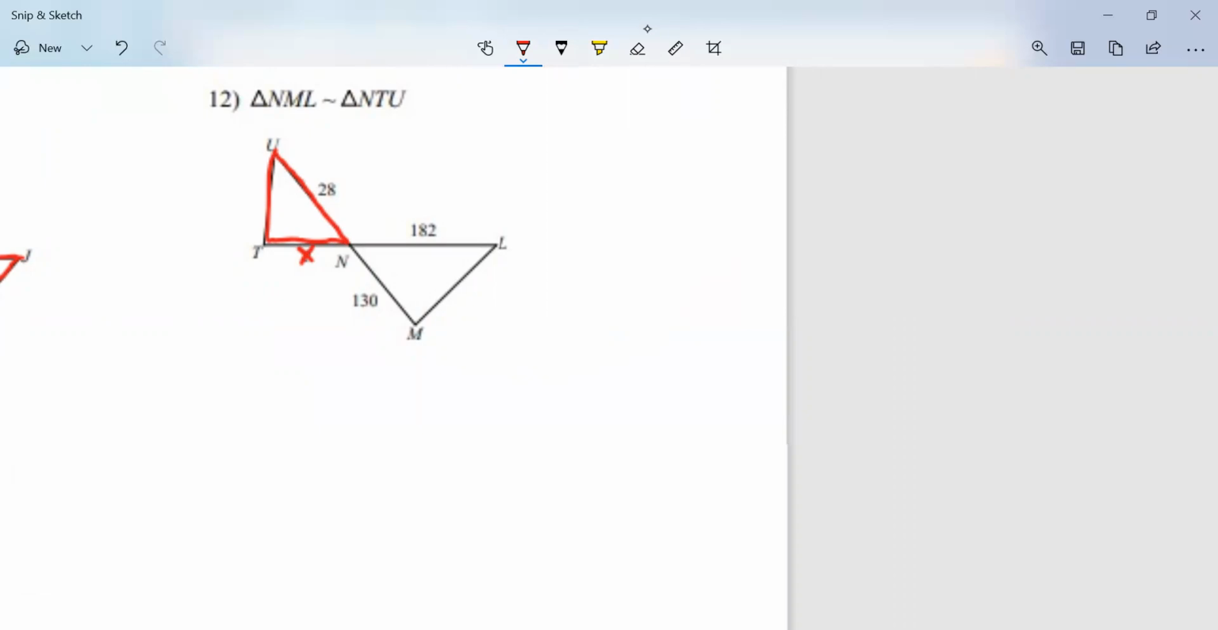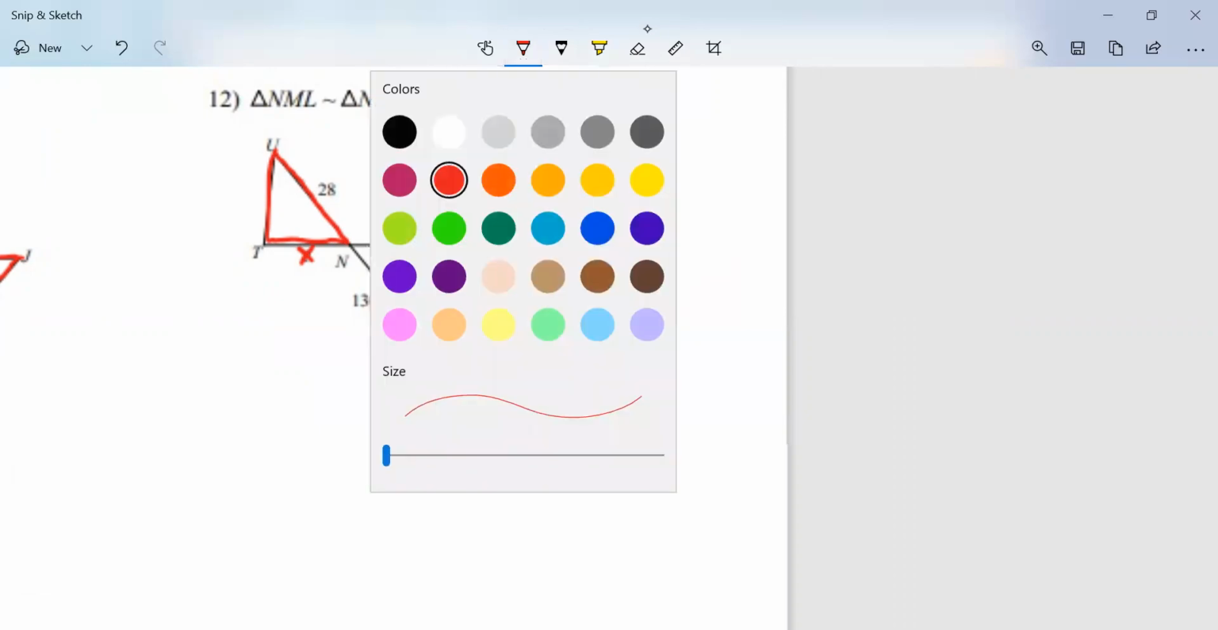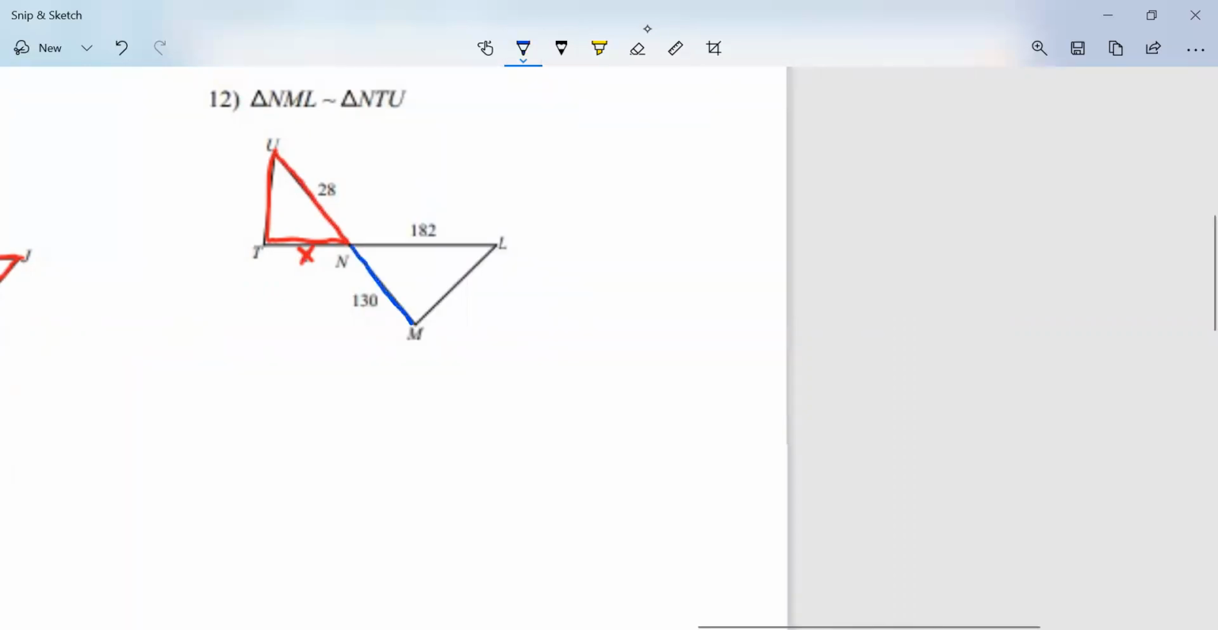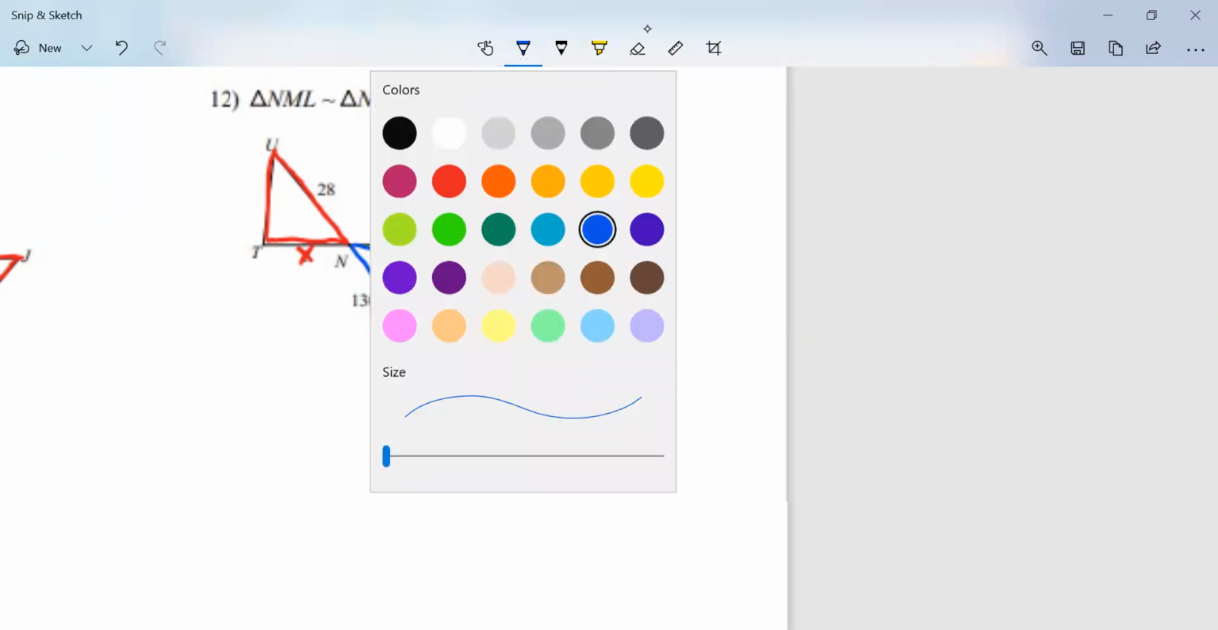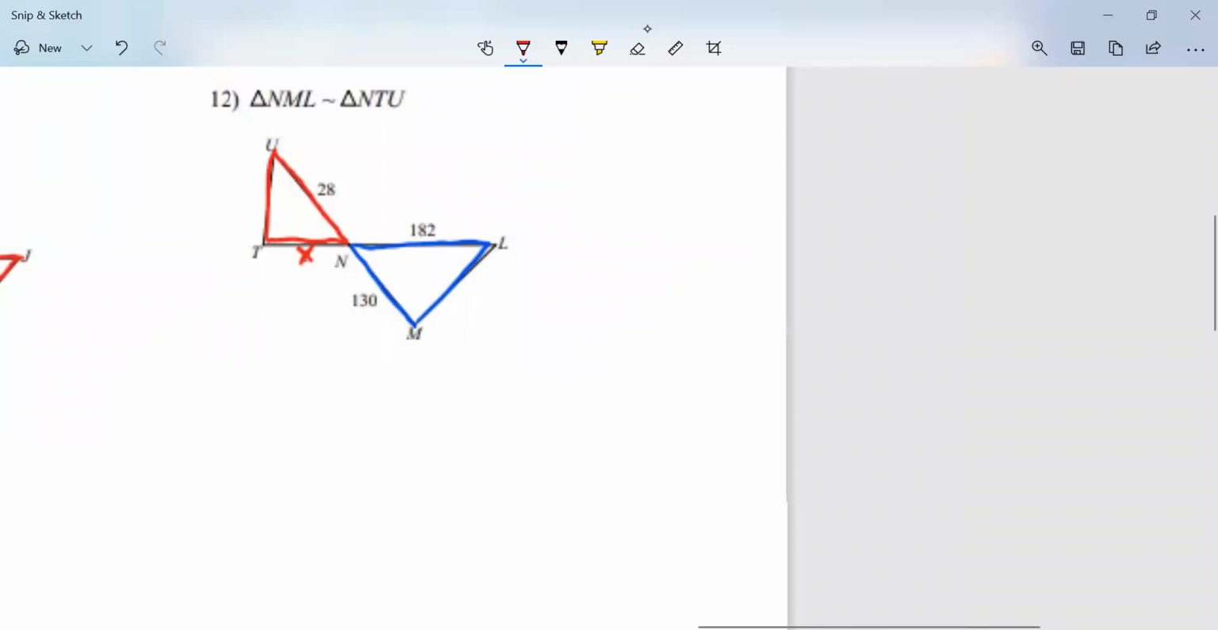Now here, if x is smaller than 28, I'm going to compare later with the blue triangle. Let me highlight in blue the triangle that I'm referring to, the blue triangle. If x is smaller than 28, x is going to go with 130. If x is bigger, x is going to go with 182. So I'm just going to make a proportion. I'm going to do the x and the 28. They come from the red triangle. I'm using the two values.